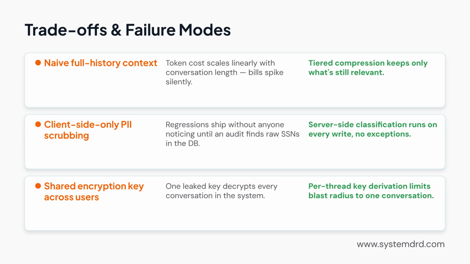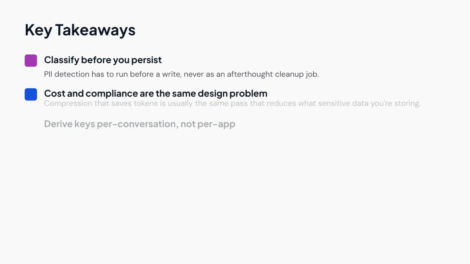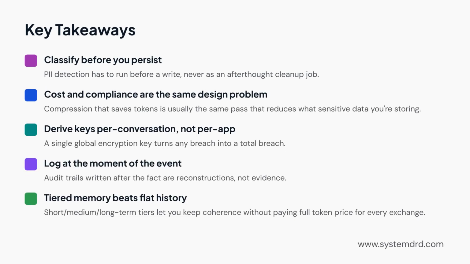Third, and this is the one that turns a bad day into a genuinely catastrophic one, a shared encryption key across all users. It's tempting because it's simpler to implement, but it means a single leaked key decrypts every conversation in your entire system, not just one user's. Per-thread key derivation, which we saw in the code a few slides back, limits that same leak to exactly one conversation.